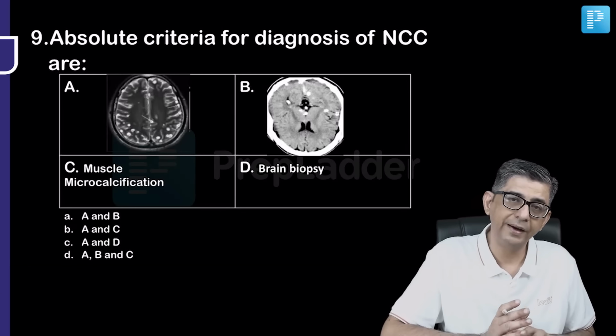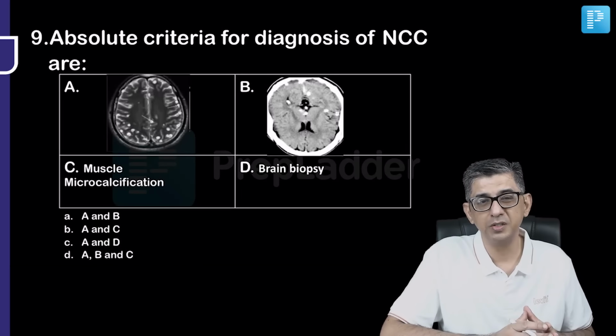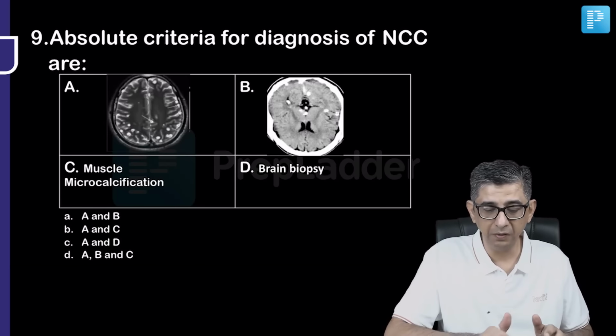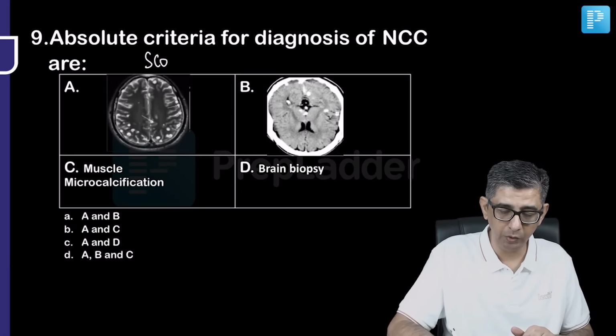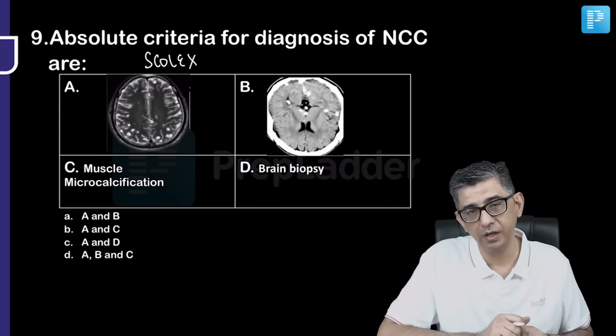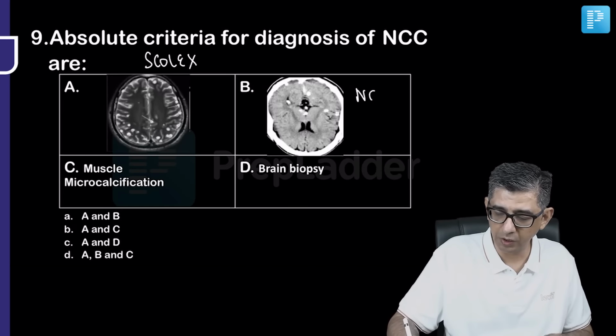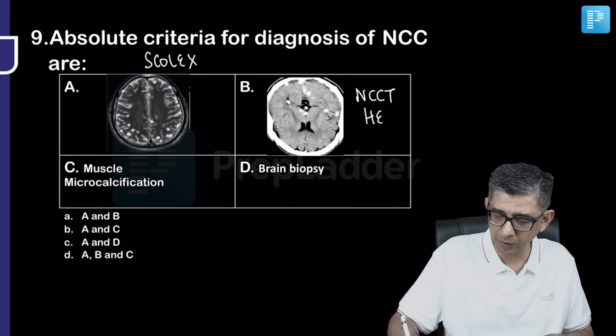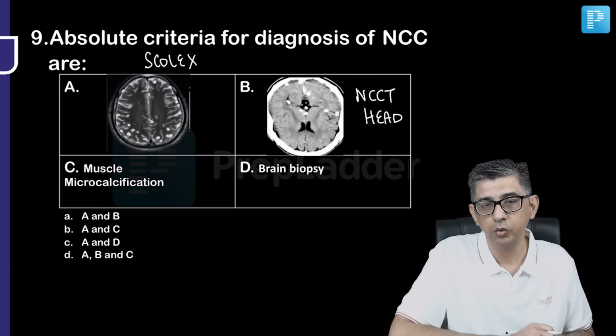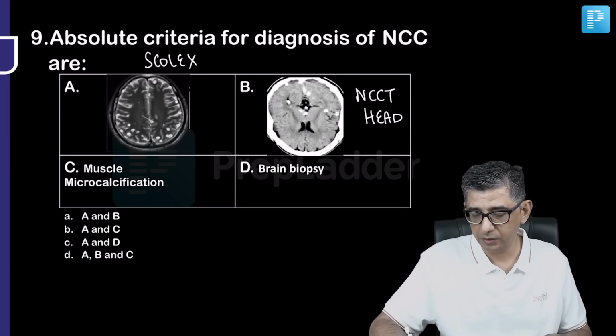Coming to the next question, a very interesting one. Absolute criteria for diagnosis of neurocysticercosis. The main thing is that by neuroimaging, you should be able to demonstrate that there is a scolex present. There was an MRI head given, and there was a non-contrast CT head also given. Now, when you look at option number B, a non-contrast CT head, you can see these hyperdense lesions, which means that these are calcified lesions of neurocysticercosis.